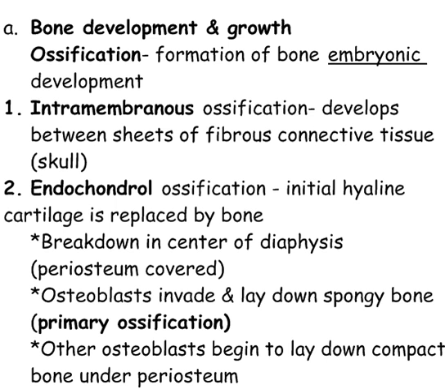So let's talk about bone development. Ossification. Ossification is the actual formation of bone during embryonic development. There are two kinds of ossification. Intramembranous ossification develops between sheets of very fibrous connective tissue, and this would be the skull. Then we have endochondral ossification. This is where you have the initial hyaline cartilage, and it's replaced by bone. So initially, you have the breakdown in the center of the diaphysis, where the periosteum starts to be covered.